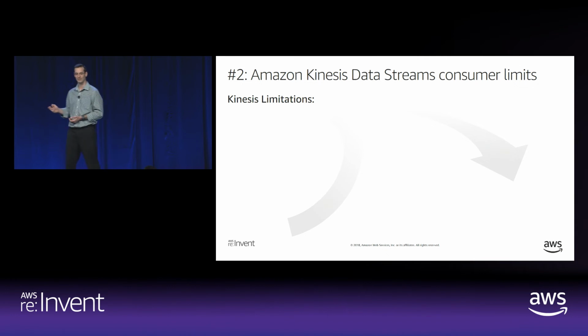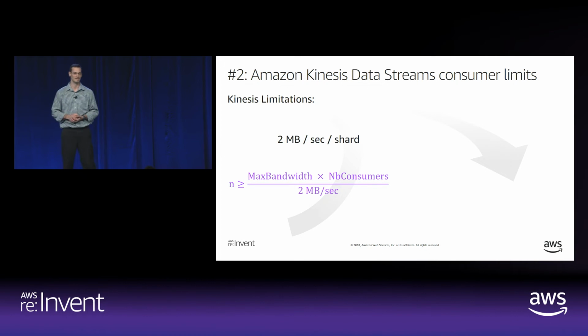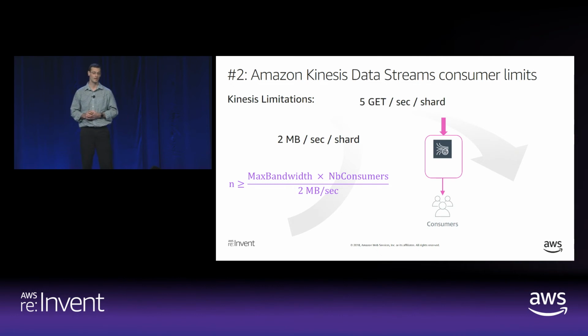Right. So the first one is that the consumers as a whole, as a group, are going to share 2 megabytes per second per shard. And similarly to the producer, this gives us this formula. Now, the second limit is that the consumers, again, as a group, may not request more than 5 GET requests per second. And so this is problematic because you cannot solve that particular limit by increasing the number of shards.